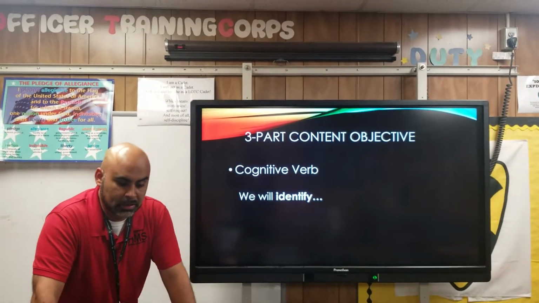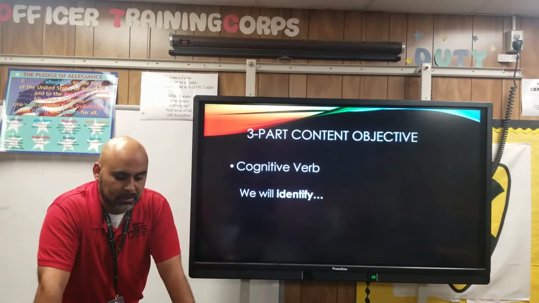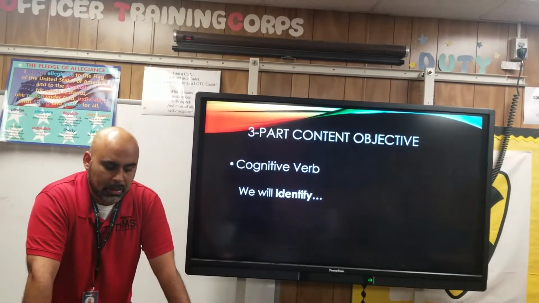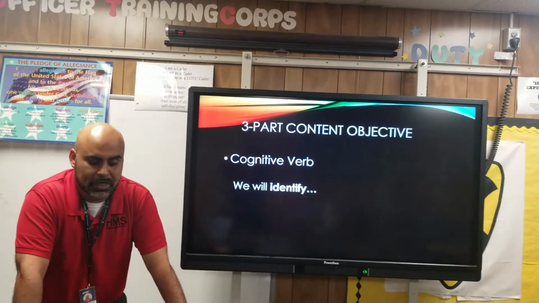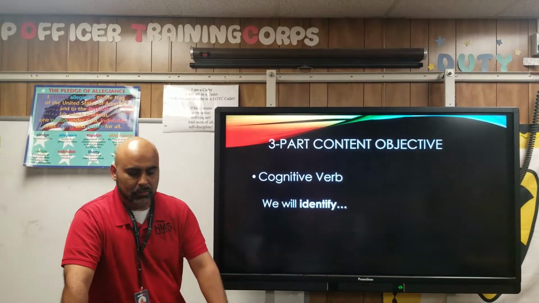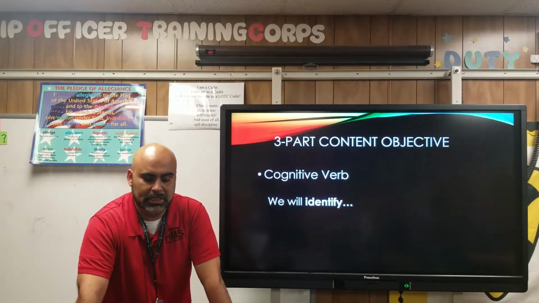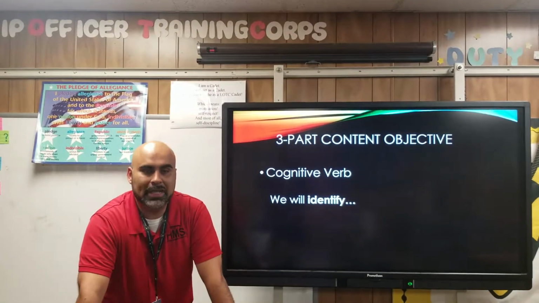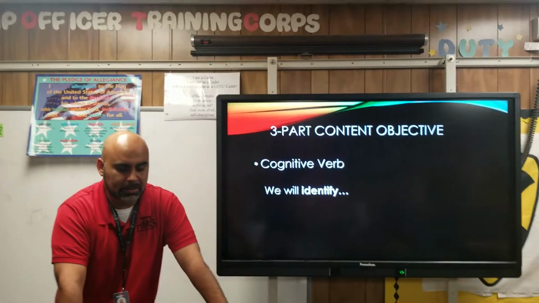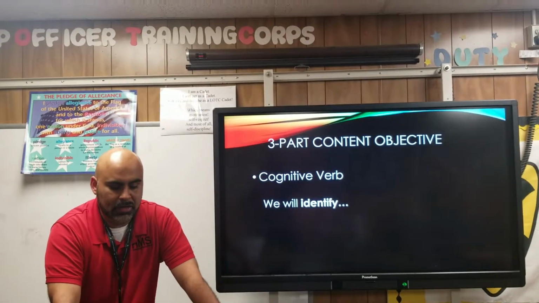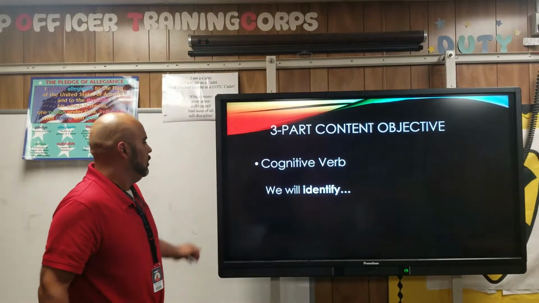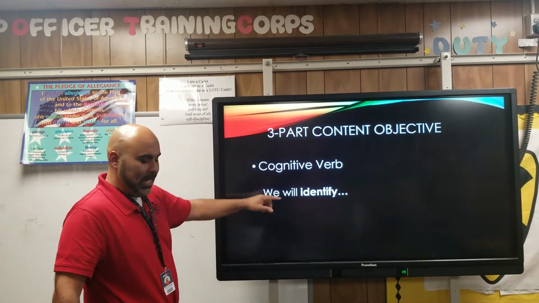Three-part content objective: cognitive verb, we will identify. The content objective has three key components. The cognitive verb identifies the level of cognition needed for the learning goal. In today's lesson, we are simply identifying a variety of teaching techniques you will find useful. Later on, you will apply these teaching techniques, and that is a different level of cognition. After you apply the techniques, you might reflect and evaluate on how the lesson fared. That is a deeper level of cognition. Cognitive verb, we will identify.